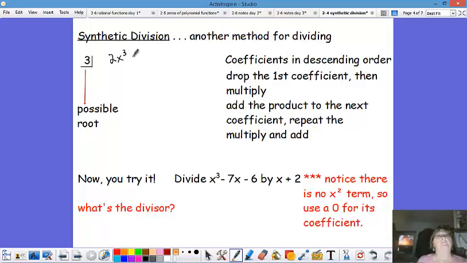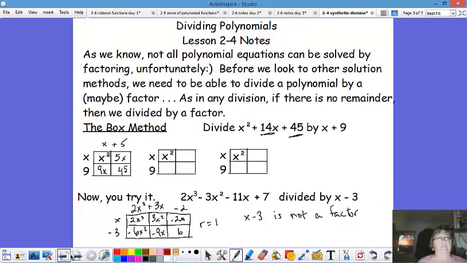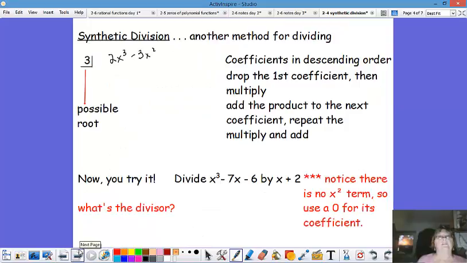2x cubed minus 3x squared minus 11x plus 7. Okay, and we want to check to see if x minus 3 is a factor. All right, so we're going to learn a method called synthetic division, and it's a little bit different.